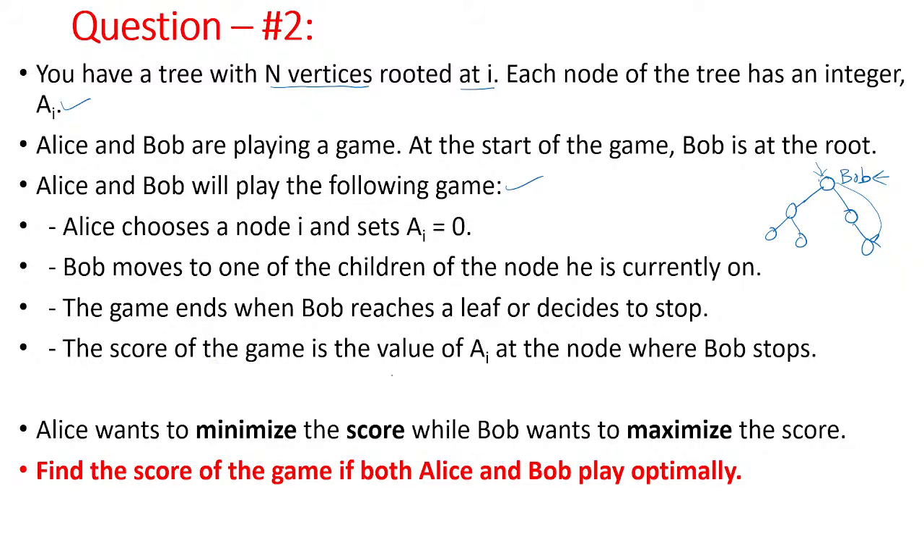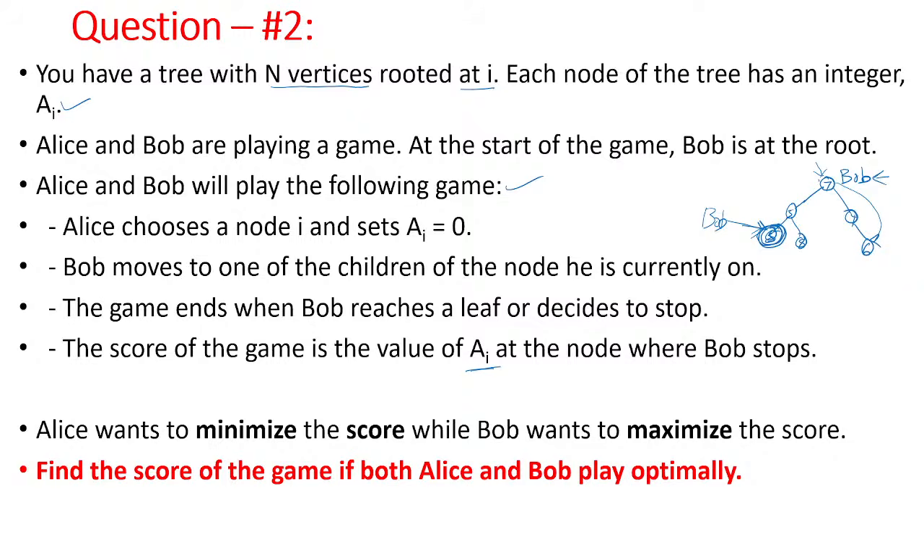The score of the game is the value of a of i at the node where Bob stops. Assume that Bob stops at this node. Each node is given some number like this. Say for example, this is 7, this is 5, this is 3, this is 8, this is 4, this is something like a 6. Like this the numbering will be given. So assume that if Bob stops at this leaf node, then the game ends. The value of this leaf node will become the score of the game.